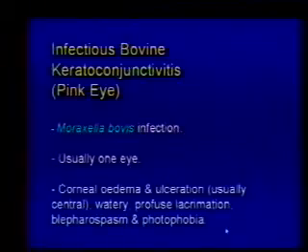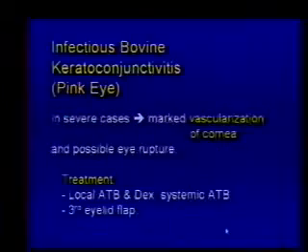Then we have corneal edema, then ulceration. In severe cases, we have marked vascularization of the cornea with possible eye rupture. You can have an iris prolapse and anterior synechia. All of these ophthalmological problems can occur in this condition. Treatment: the early signs we can treat with a local antibiotic. We can also treat with a systemic antibiotic such as oxytetracycline.